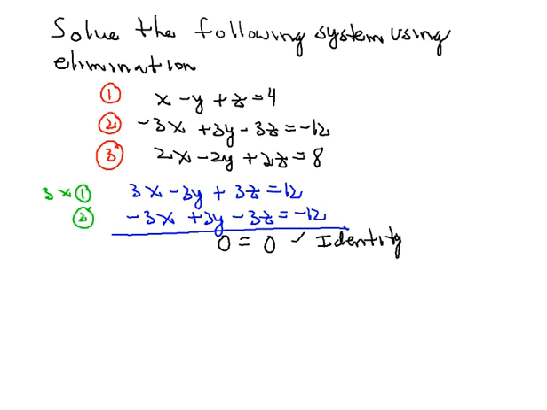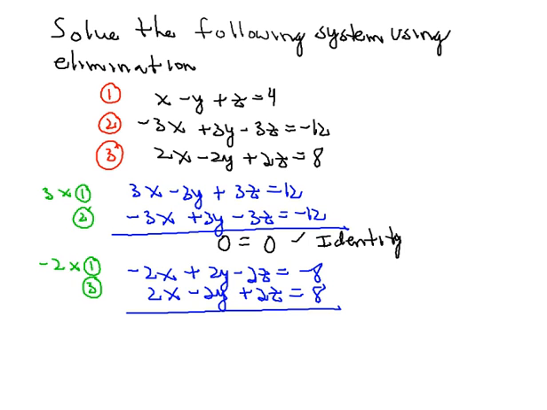Now let's next eliminate x using equations 1 and 3. So multiplying equation 1 by negative 2, you can see that we're going to have negative 2x plus 2y minus 2z is equal to negative 8. And if we add that to equation 3, listed below that, we again see that all the variable terms drop out. We end up with 0 is equal to 0, which is another identity.